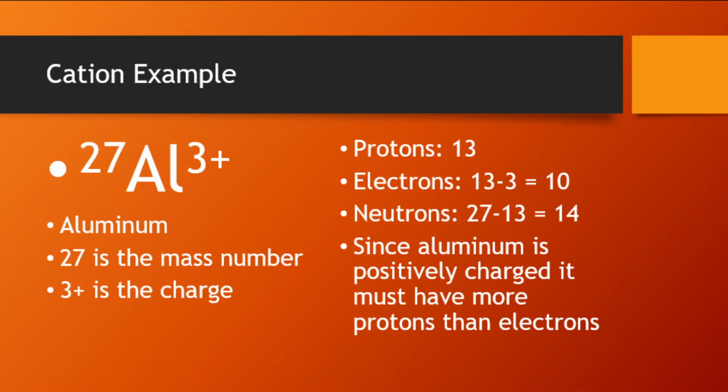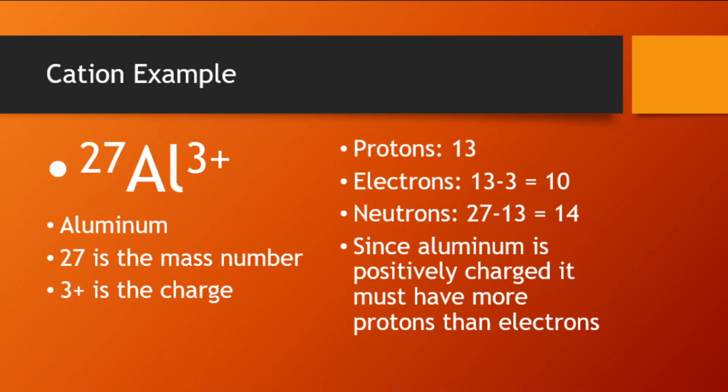Now, what does that 3+ charge tell us in terms of our subatomic particles that make up this ion? So we'd have to look on the periodic table, find aluminum. Its atomic number is 13. So that means that aluminum has 13 protons, okay?